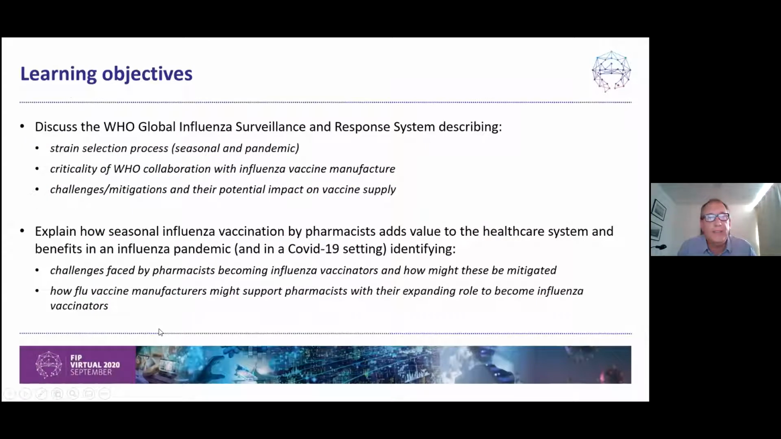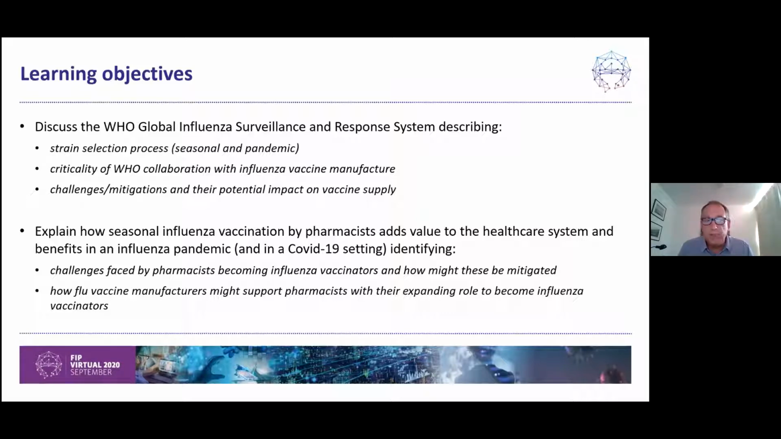So I'm going to be talking today in largely two areas, and this is captured by some of the learning objectives that Emma outlined earlier. Firstly, to introduce everyone and discuss the global influenza surveillance and response system that's run by the WHO, but primarily to focus in on the collaborative aspects to resolve challenges, address issues, mitigate problems, etc.